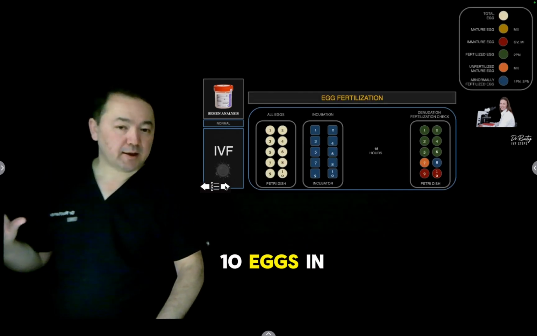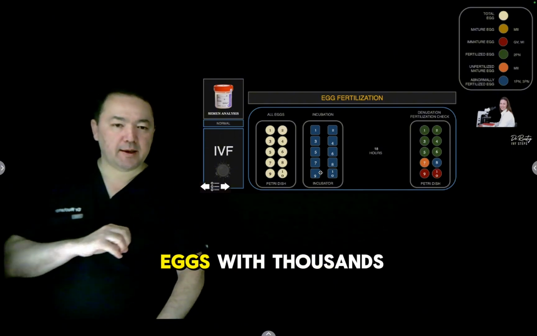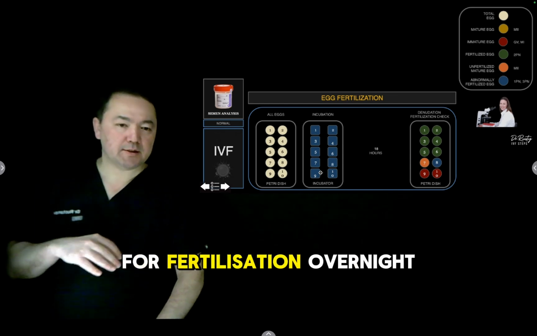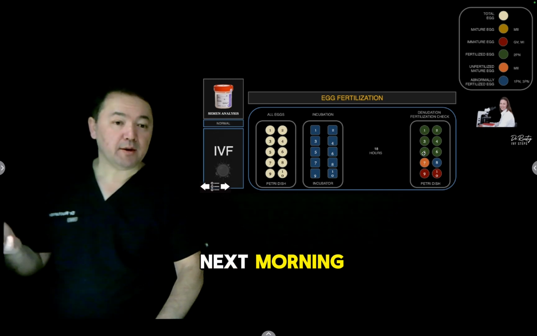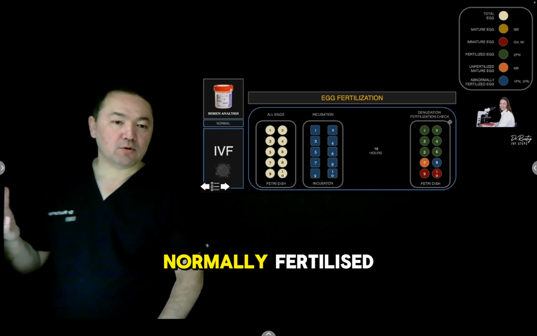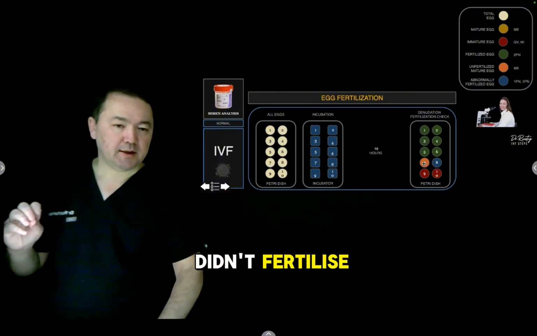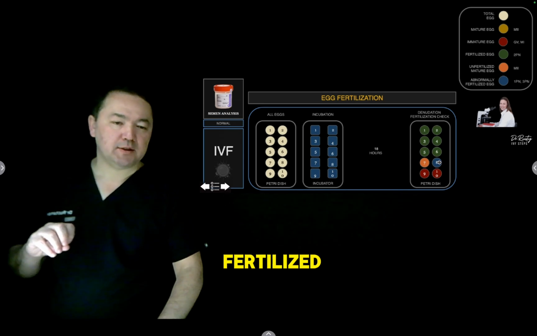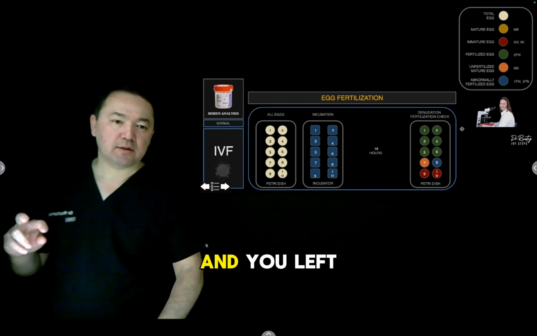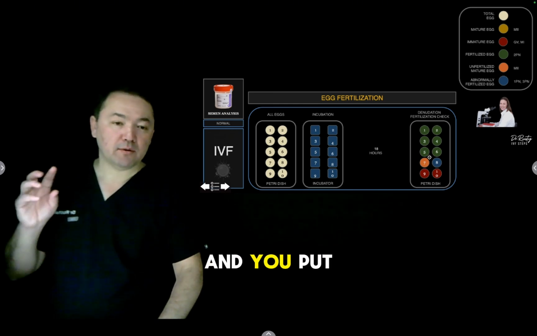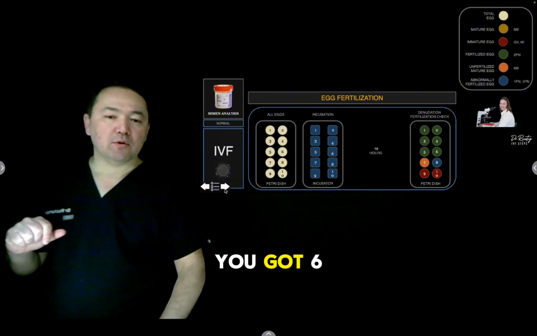Let us say you had 10 eggs in total, and you did IVF, and you left all those 10 eggs with thousands of sperm for fertilization overnight, and after 18 hours, embryologists checked next morning, and they found out that 6 of those eggs normally fertilized. Now you got 6 embryos. 1 mature egg didn't fertilize, 1 egg abnormally fertilized, and 2 eggs were immature. These 4 need to be discarded, and you are left with 6 embryos, and you put these embryos into the incubator to grow them to blastocyst. You got 6 out of 10.